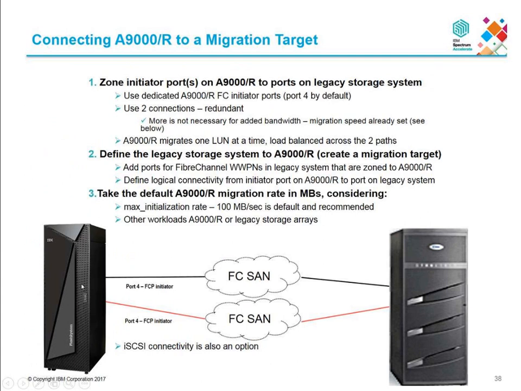Again, I'm going to connect it from port 4 down to the legacy. I don't, in this case, connect back from the storage to the A9000. I don't have to do that. That connection's there for replication purposes for fail-over cases. I don't ever plan to fail over here. So initiator to target is fine in this case.